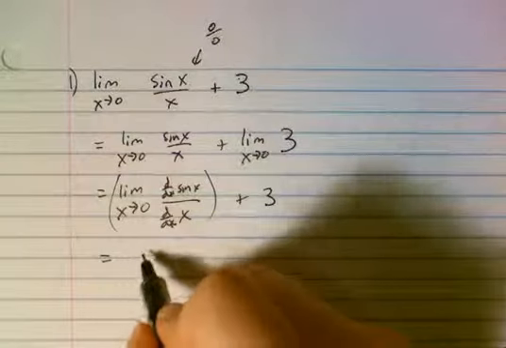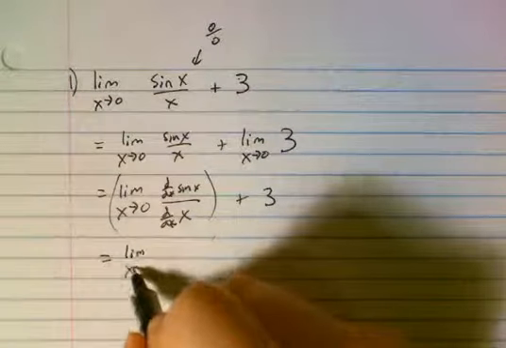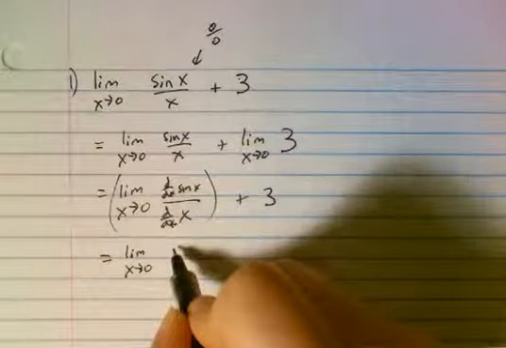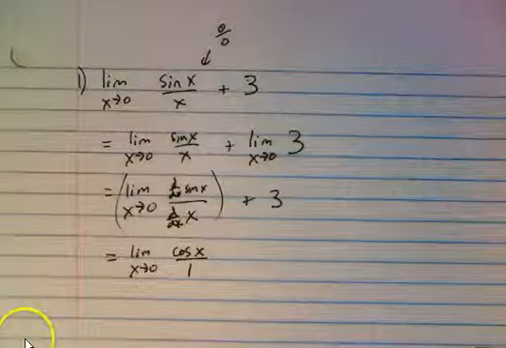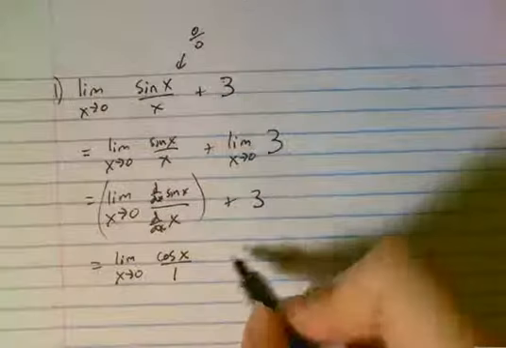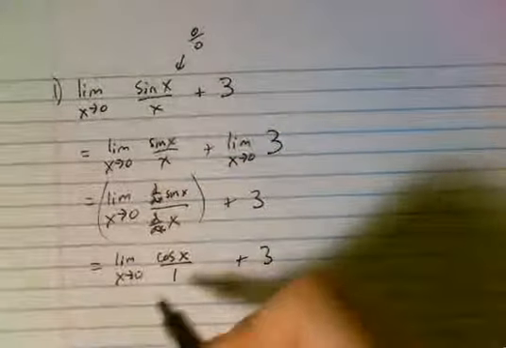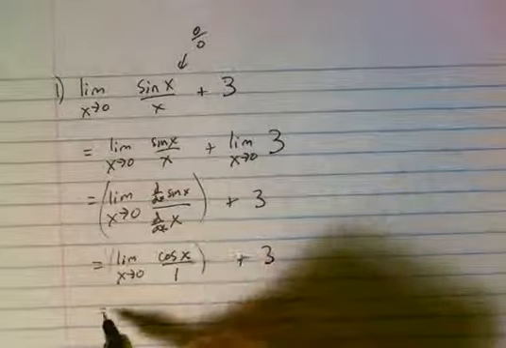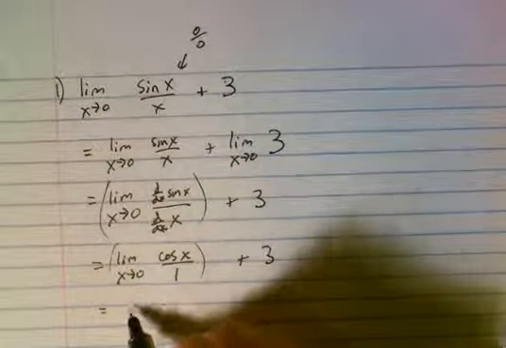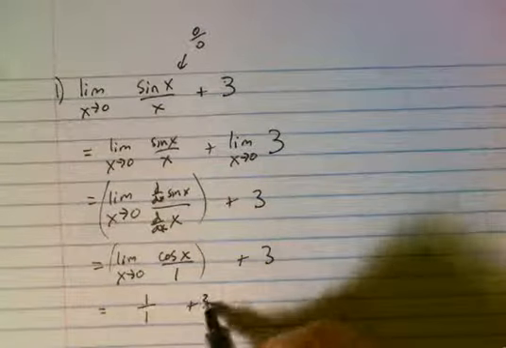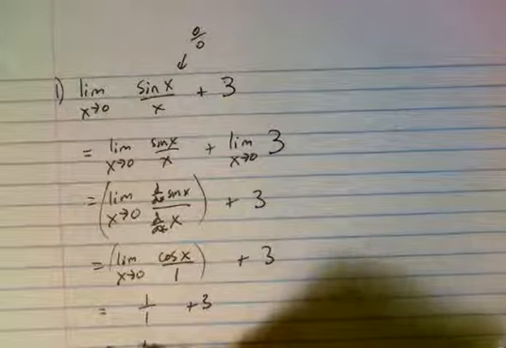Derivative of sine is cosine. Derivative of x is 1, and the plus 3 is along for the ride. Cosine of 0 is 1. 1 plus 3 is 4.